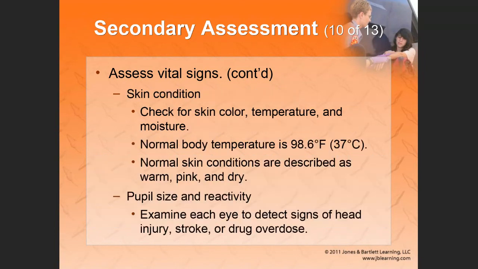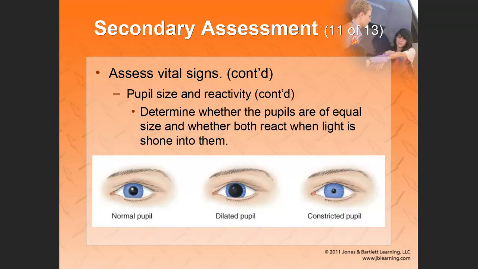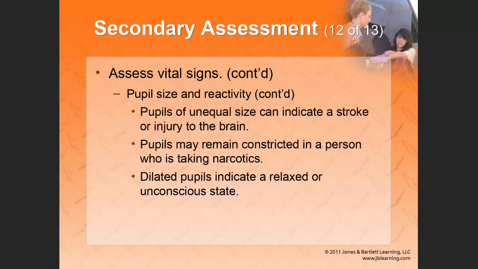Let me backtrack a bit. So, pupil size and reactivity. Determine whether the pupils are of equal size and whether both react when light is shone into them. So both pupils must constrict at the same time. Pupils of unequal size can indicate a stroke or injury to the brain. Pupils may remain constricted in a person who is taking narcotics, and that's the same as saying opiate or opioids. Dilated pupils indicate a relaxed or unconscious state.